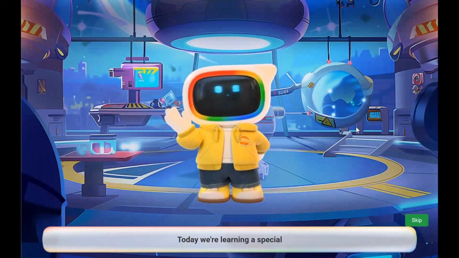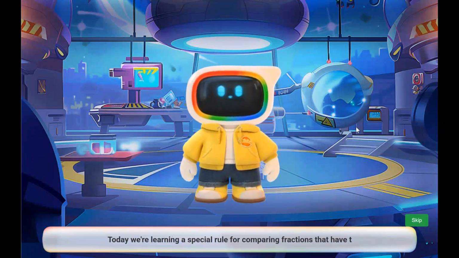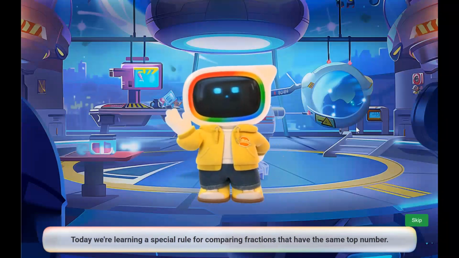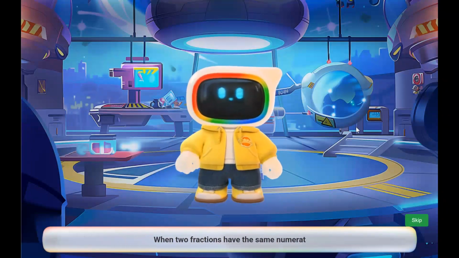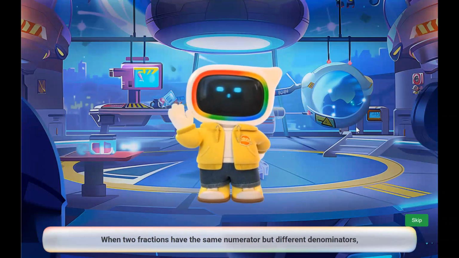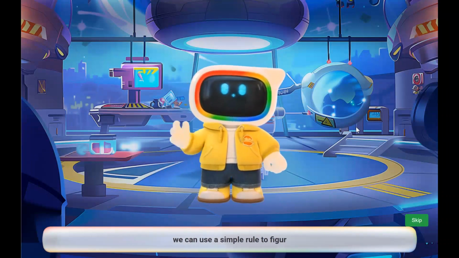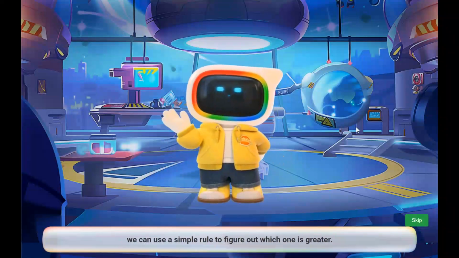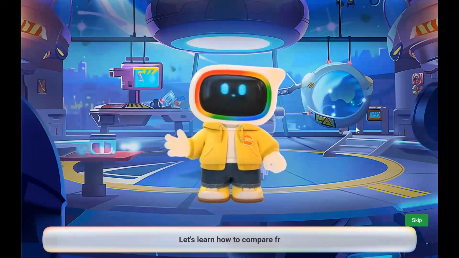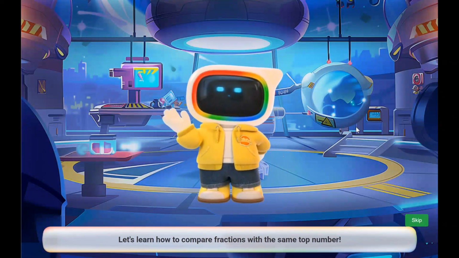Today we're learning a special rule for comparing fractions that have the same top number. When two fractions have the same numerator but different denominators, we can use a simple rule to figure out which one is greater. Let's learn how to compare fractions with the same top number.